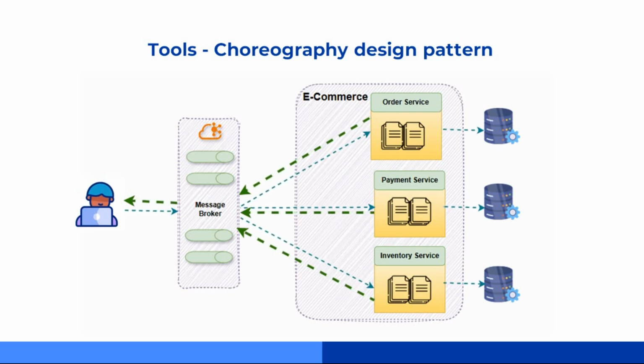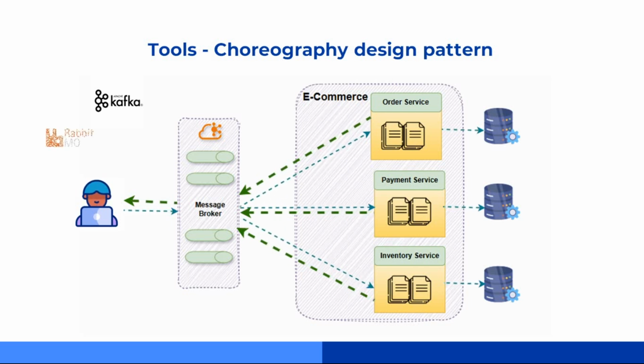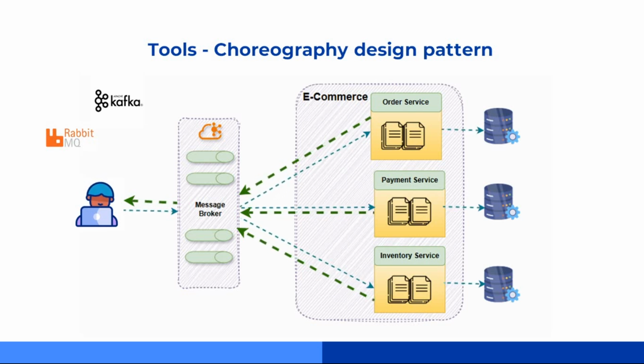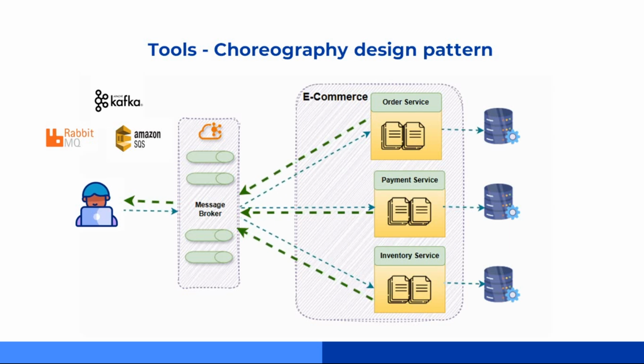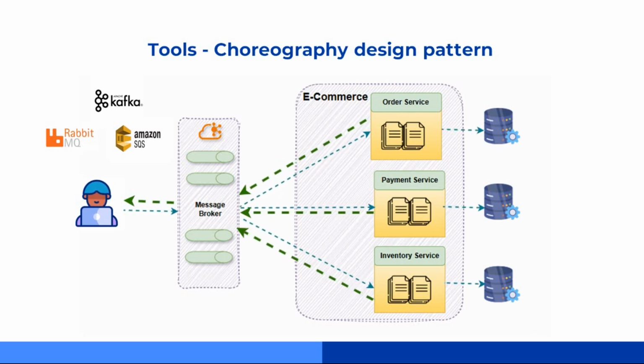Some popular ones are Apache Kafka, super powerful, great for handling a ton of events and real-time streaming. RabbitMQ, simple, reliable and perfect if you want easy to manage queues. Amazon SNS SQS, fully managed by AWS, so you don't have to worry about setup, just plug and play. These brokers make sure all your events get delivered to the right service at the right time, so the choreography dance stays smooth.